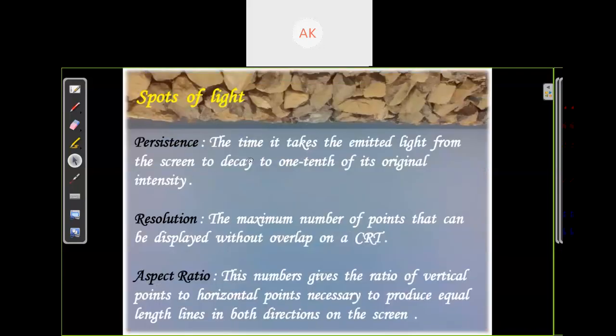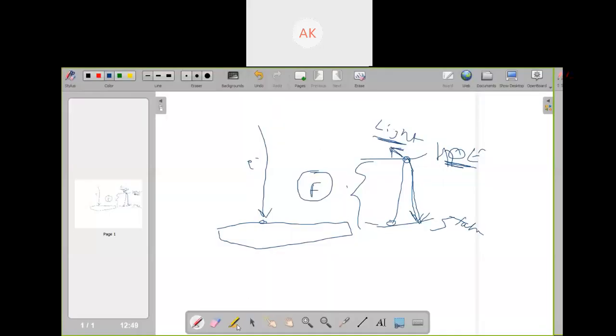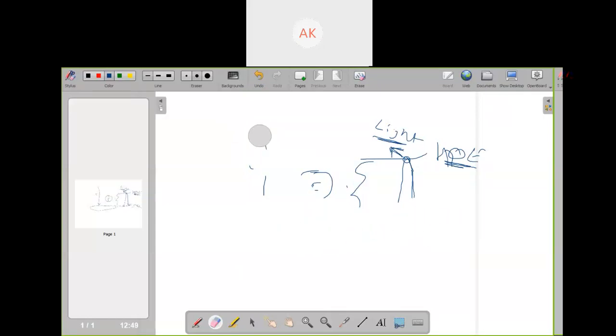Persistency: the time it takes for the emitted light from the screen to decay to 1/10 of its original intensity. Persistency means the time it takes for the emitted light from the screen to decay to 1/10 of its original intensity. What is the meaning of this? It is the time difference.